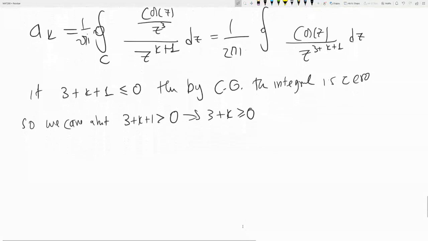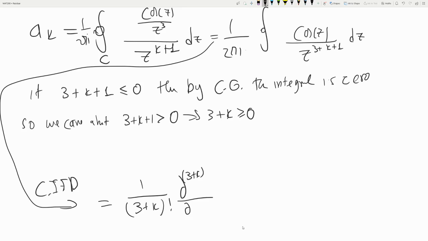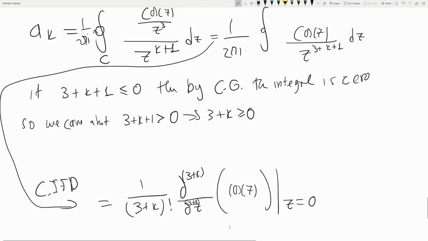All right. So here I can just use the CIFT, Cauchy integral formula for derivatives. Yeah, so where's my formula? So this is 3 plus k factorial, and then you have to take the derivative 3 plus k times of cosine, and then evaluate at 0. Good.